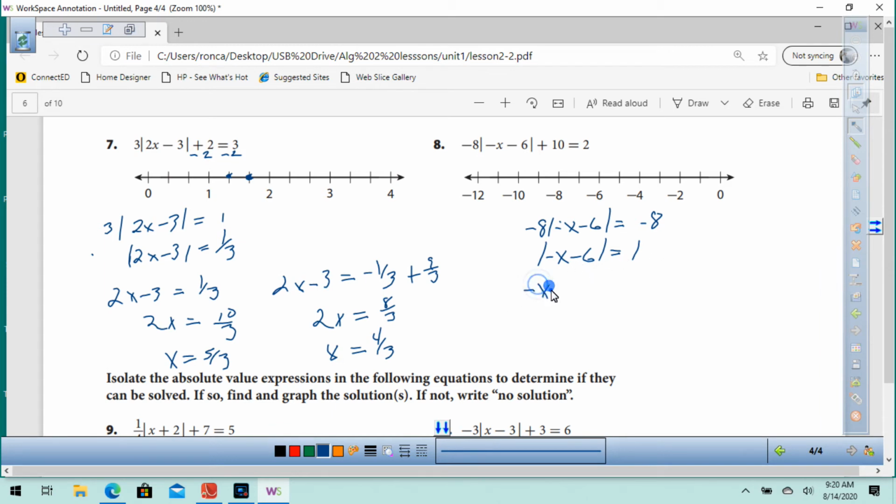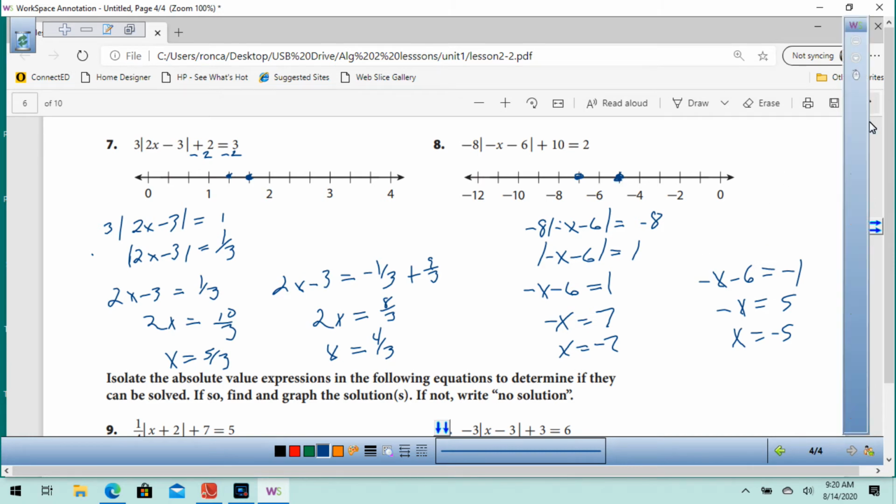So we got negative x minus 6 equals 1. Negative x minus 6 equals negative 1. Add 6 to both sides, and you got negative x equals 7. Divide both sides by negative 1, x equals negative 7. Add 6 to both sides, you got negative x equals 5, and x equals negative 5. So negative 7 is right there. Negative 5 is right there. Good deal.